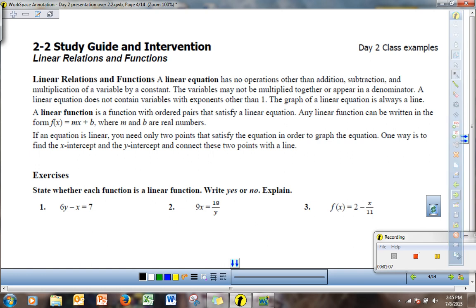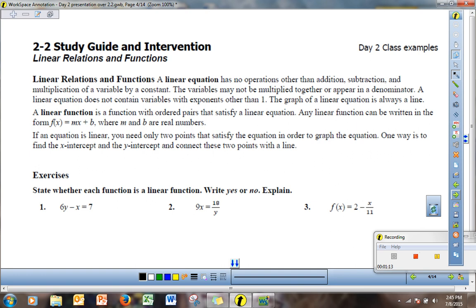Linear relations and functions. A linear relation just means this: when you graph it, it would be a line. The truthful math definition is a linear equation has no operations other than addition, subtraction, and multiplication. So no division, unless it's like 1/2, 1/3. Multiplication of a variable by a constant. The variables may not be multiplied together or appear in a denominator.